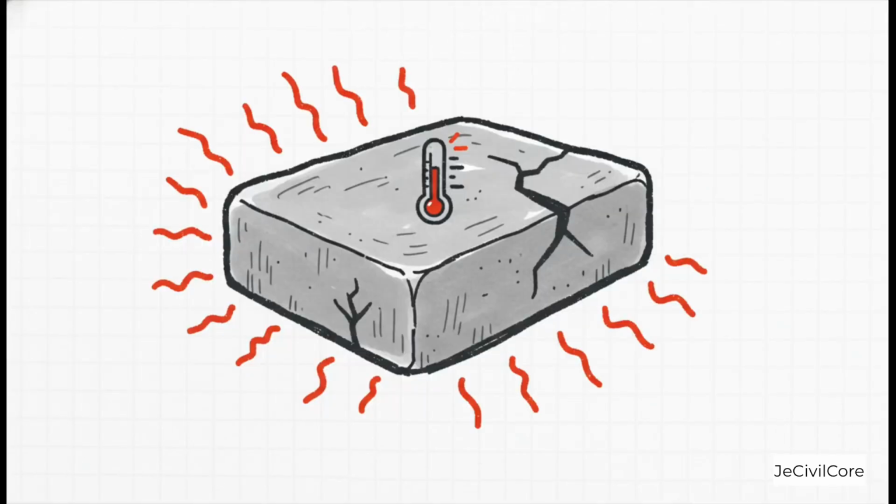Now, here's something you really need to remember about that hydration reaction. It's exothermic. What does that mean? It means it gives off heat, a lot of it. In really big concrete pours, you actually have to manage that heat. Otherwise, you can get these things called thermal cracks, which are really bad for the structure.